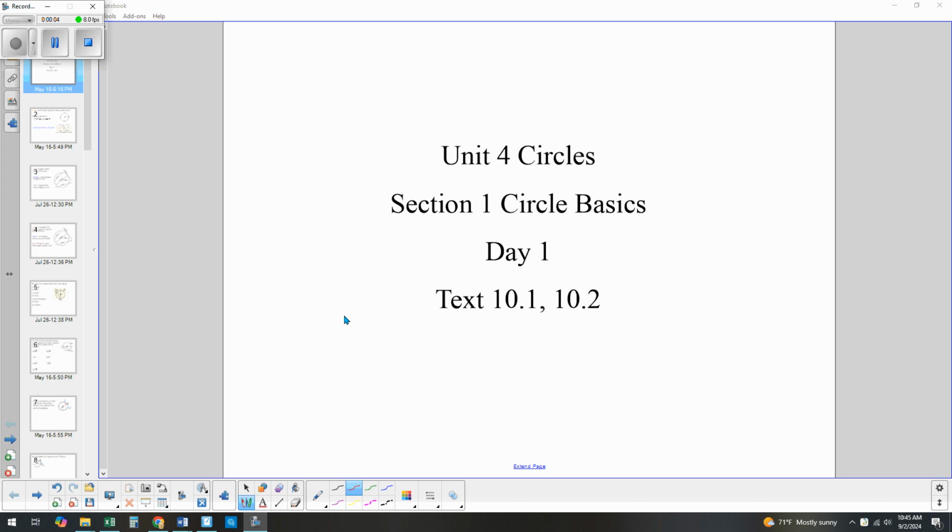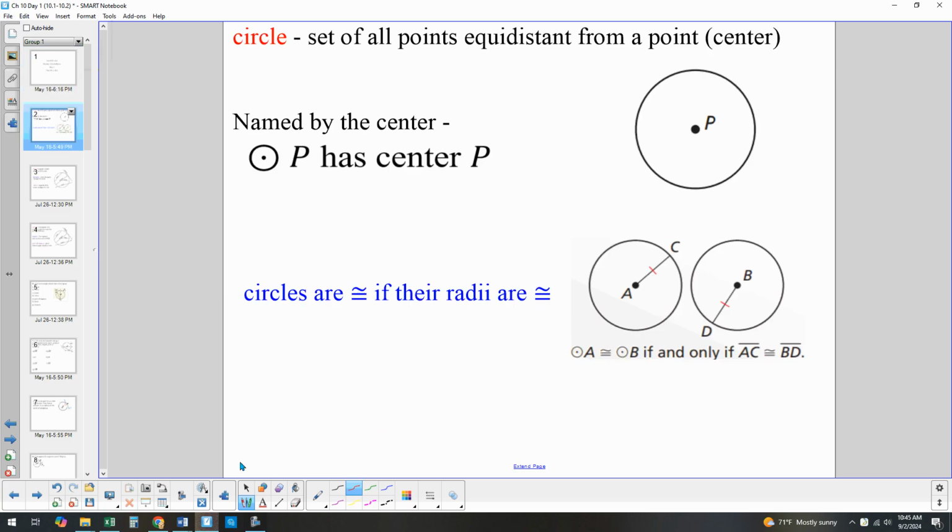This is lesson 10.1 and 10.2. So a circle is the set of all points that are equidistant from a point. We call that point the center. So this circle has a center P. We would name the circle by the center. So this would be circle P like this.